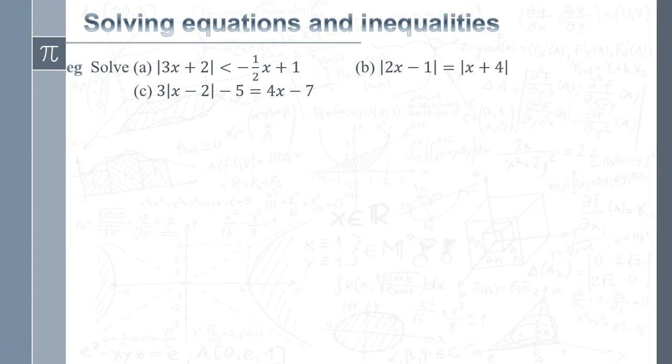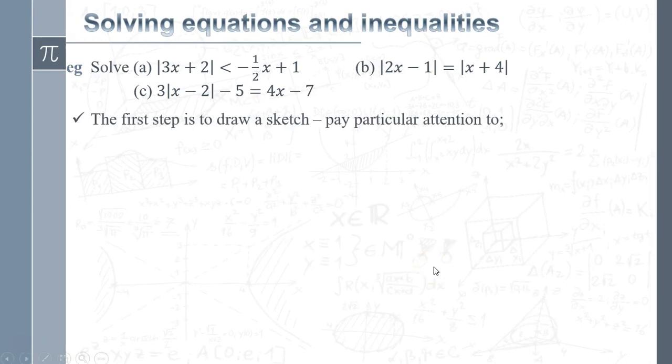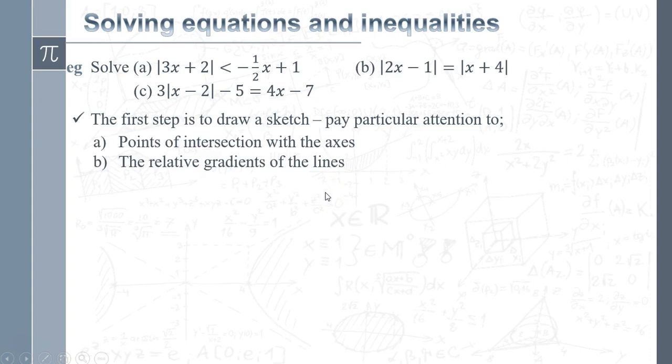Right, so here we go. Let's do some equation solving. So we've got three there to have a go at. And the way to approach these things is to, first of all, think about your sketching, and in particular, two things you've got to be very careful with. First is the point of intersection with the axes, particularly where it intersects with the x-axis, and secondly, the relative gradients of the lines, i.e. how the gradient of one function interacts or relates to the gradient of another one, and we'll see that in these examples. So, here we go, part A.